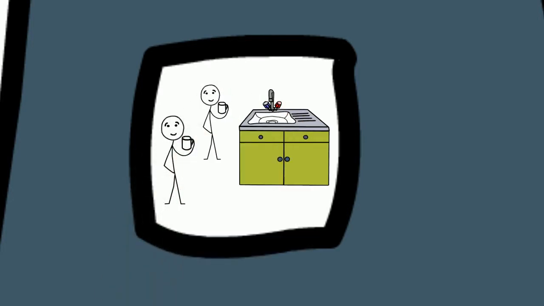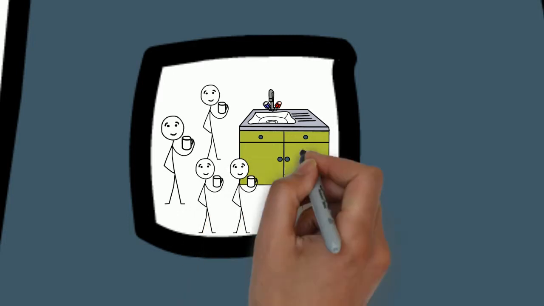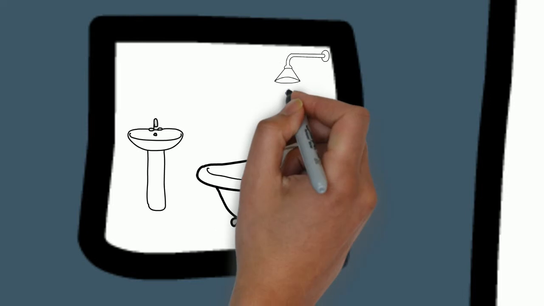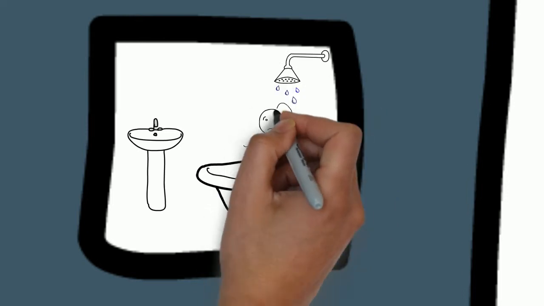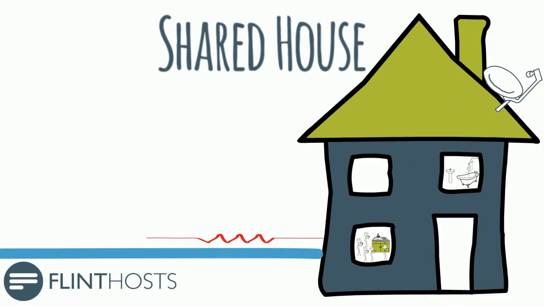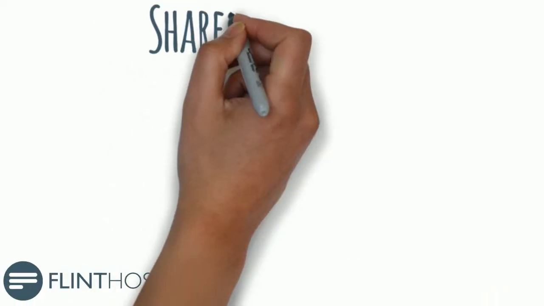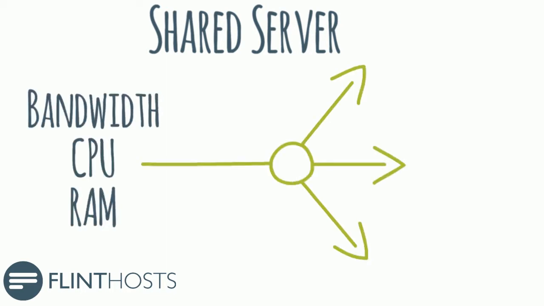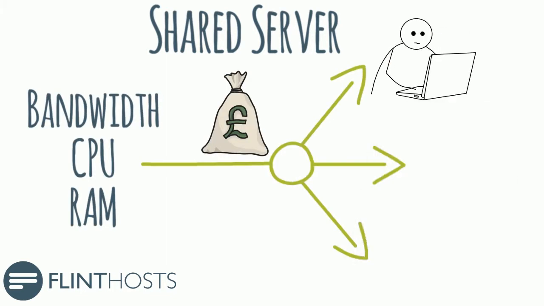Most of the time this is fine, and everyone's able to share equally, but every now and then someone may need more water than everyone else. Because they're using more water, it means that less is available for the other occupants. Likewise, on a shared server, everyone shares the same resources, CPUs, RAM, and so on, which reduces costs considerably.